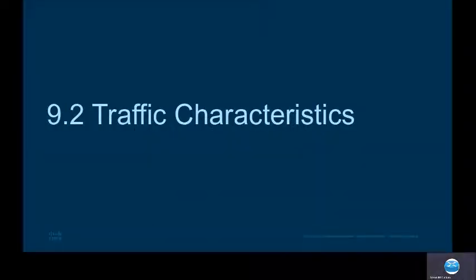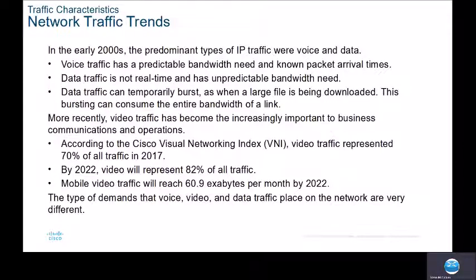Okay, so traffic characteristics. So network traffic trends. In the early 2000s, the predominant types of IP packet were voice and data. Voice traffic has a predictable bandwidth need and known packet arrival times. Data traffic is not real time and has unpredictable bandwidth needs. Data traffic can temporarily burst, as when a large file is being downloaded, and this bursting can consume the entire bandwidth of a link. More recently, video traffic has become increasingly important to business communications and operations.